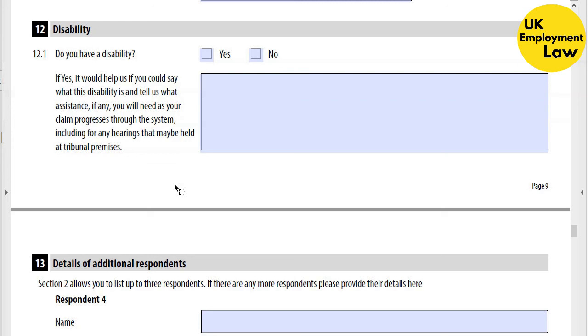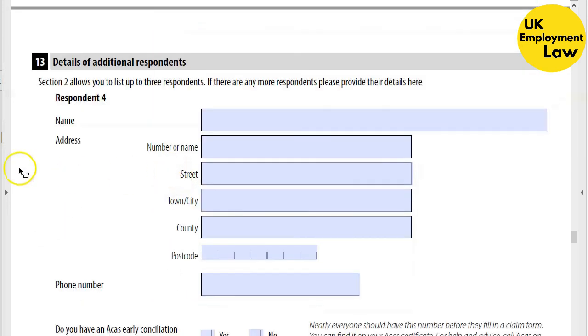You should also provide details of your disability. There could be more than one disability you might wish to rely upon, including physical and mental, for example, severe asthma as well as depression. Section 13. As we had discussed previously in section 2 about the respondents, you can provide details of further respondents in this section. Please refer again to section 2 if you wish to refresh your knowledge about how to add further respondents.